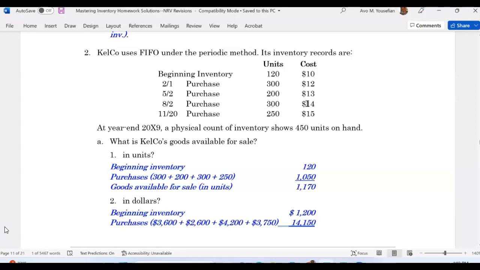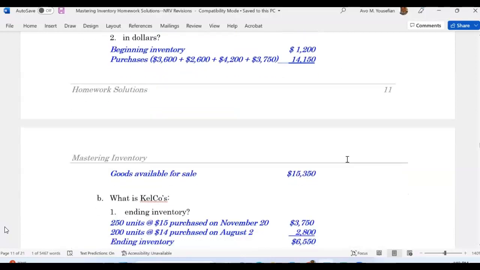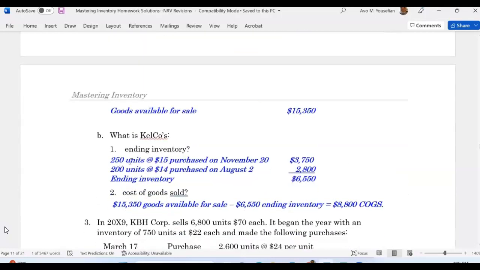So 250 times 15, and 200 more from here times 14. And then you need 200 more, go one layer up, pick up from there, that's $14 each. Multiply that, add them up, that's your ending inventory. As soon as you know what your ending inventory is, you deduct it from the available for sale, and that gives you cost of goods sold.